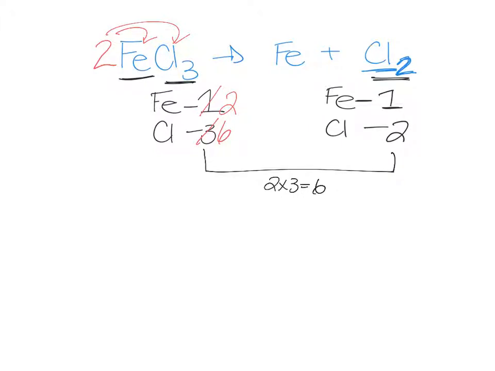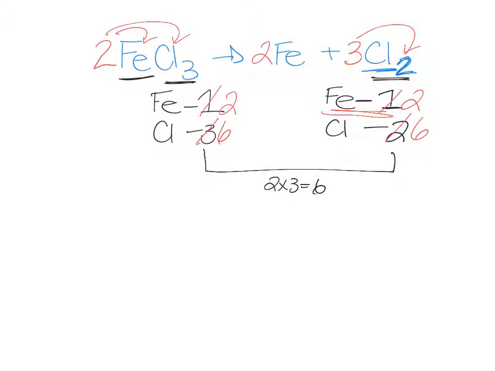Okay, in order for it to be the 6 on this side, I have to do 3, right? Because 3 times 2 gives me 6. In order for me to get the iron to be 2 here, I'm going to put a 2 in front of here, like so. So they get 2 and 6.